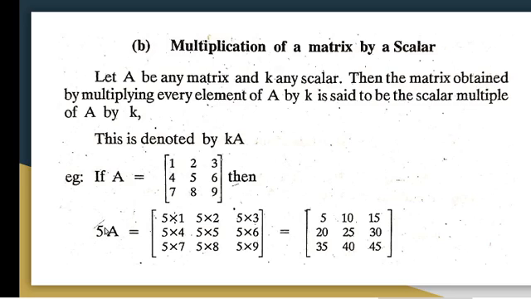Here K is 5. So what you have to do, you have to multiply 5 with each and every element of this matrix. That means 5 into 1, 5 into 2, 5 into 3. We have to multiply every element with 5. Then we will get a final matrix as the scalar multiple of A by 5. Simple multiplication of a matrix by a particular value, that is the scalar value. That is multiplication of a matrix by a scalar.